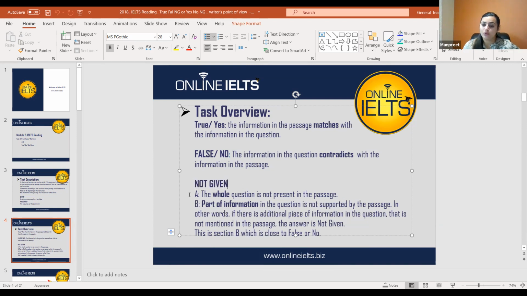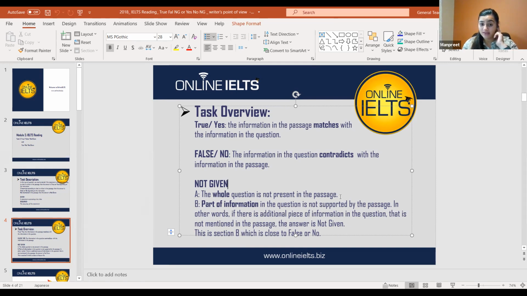The one important thing is if you are unable to find the keywords in the passage. It's not that you won't find any of the keywords, you will find some, but if you feel most of the keywords or most of the information from the question is missing from the passage, don't worry about reading the passage again and again. You'll just waste your time. If you can't find it once or twice, that means it's not there in the passage. So just mark it not given and move on.